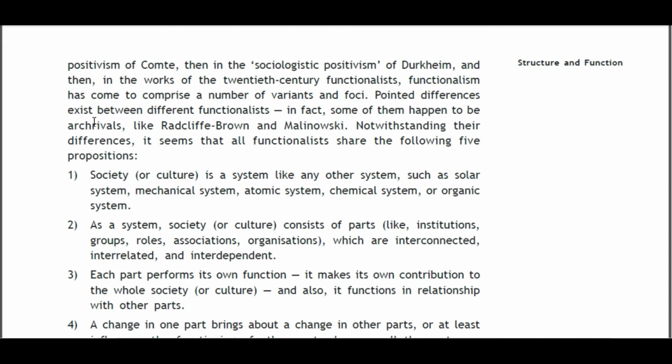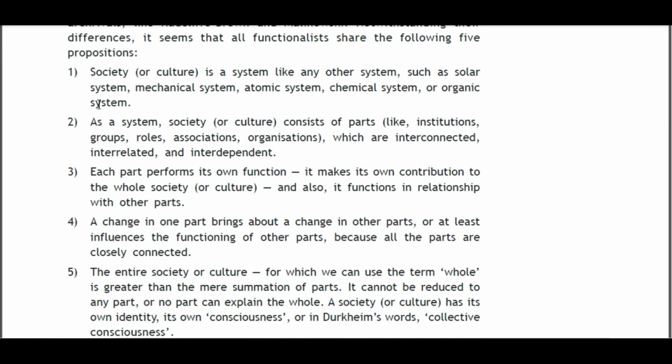Pointed differences exist between the different functionalists. In fact, some of them happen to be arch rivals like Radcliffe-Brown and Malinowski. Notwithstanding their differences, it seems that all functionalists share the following 5 propositions. 1. Society or culture is a system like any other system, such as solar system, mechanical system, atomic system, chemical system, or organic system.